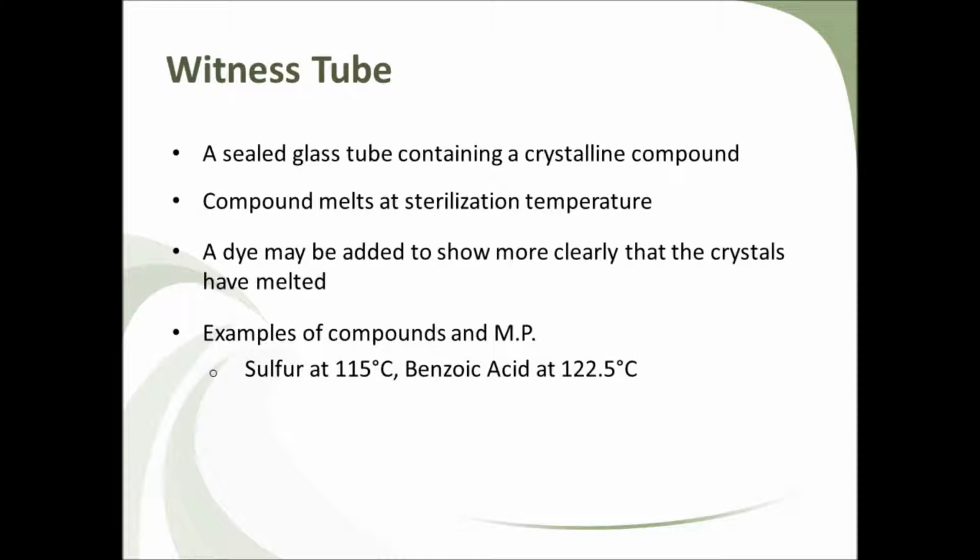Another chemical indicator is the witness tube. This is a sealed glass tube that contains a crystalline compound, which melts at the sterilization temperature. A dye may be added into the tube to show more clearly that the crystals have melted. There are a number of compounds that can be placed in the witness tube with melting points that correspond to the sterilization temperature. For example, at 115 degrees Celsius, sulfur can be used. At 122.5 degrees Celsius, benzoic acid can be used.